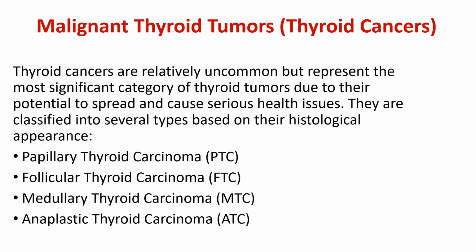Now we are discussing thyroid tumors. After looking at the benign tumors of the thyroid, let us also see the malignant thyroid cancers. These are relatively uncommon, but they represent the most significant category of thyroid tumors due to their potential to spread, but also cause serious issues. So generally, they can be classified into 4 or 5. We have papillary thyroid carcinoma, follicular thyroid carcinoma, medullary thyroid carcinoma, and anaplastic thyroid carcinoma.